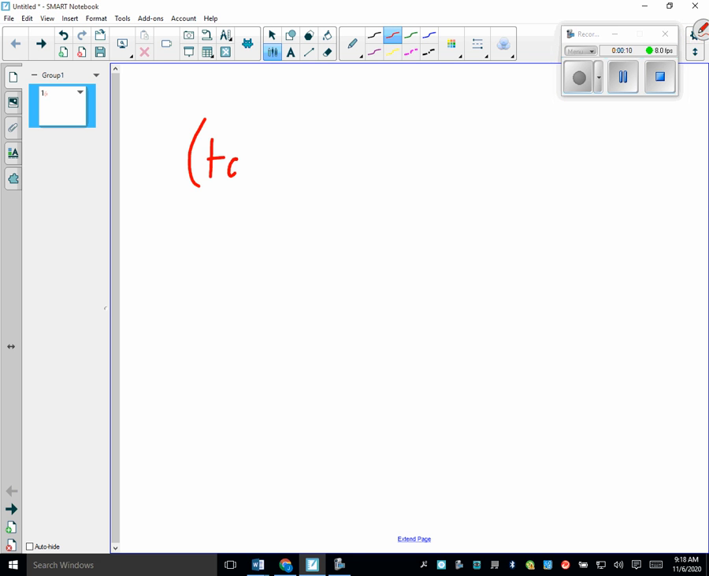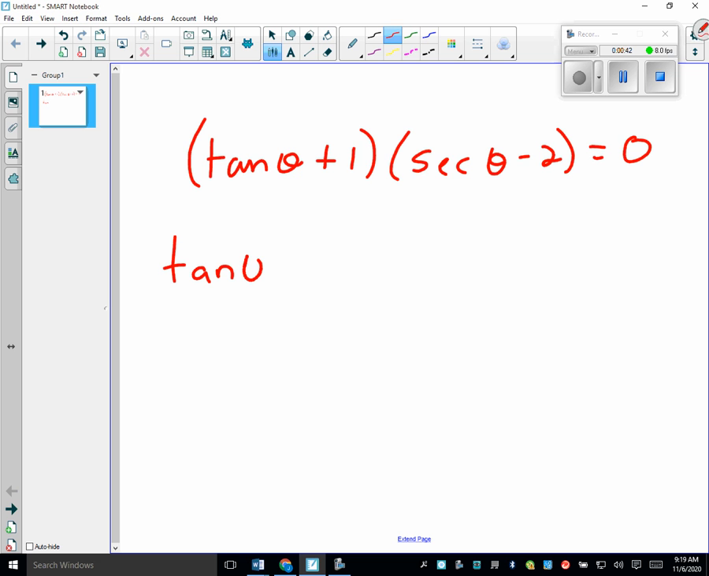If I have this problem, tangent of theta plus 1 times secant of theta minus 2 equals 0. The only way that would equal 0 is if one of those sets of parentheses equals 0. Am I correct? Yes. You remember that from algebra. So I set each one of these equal to 0. All right?